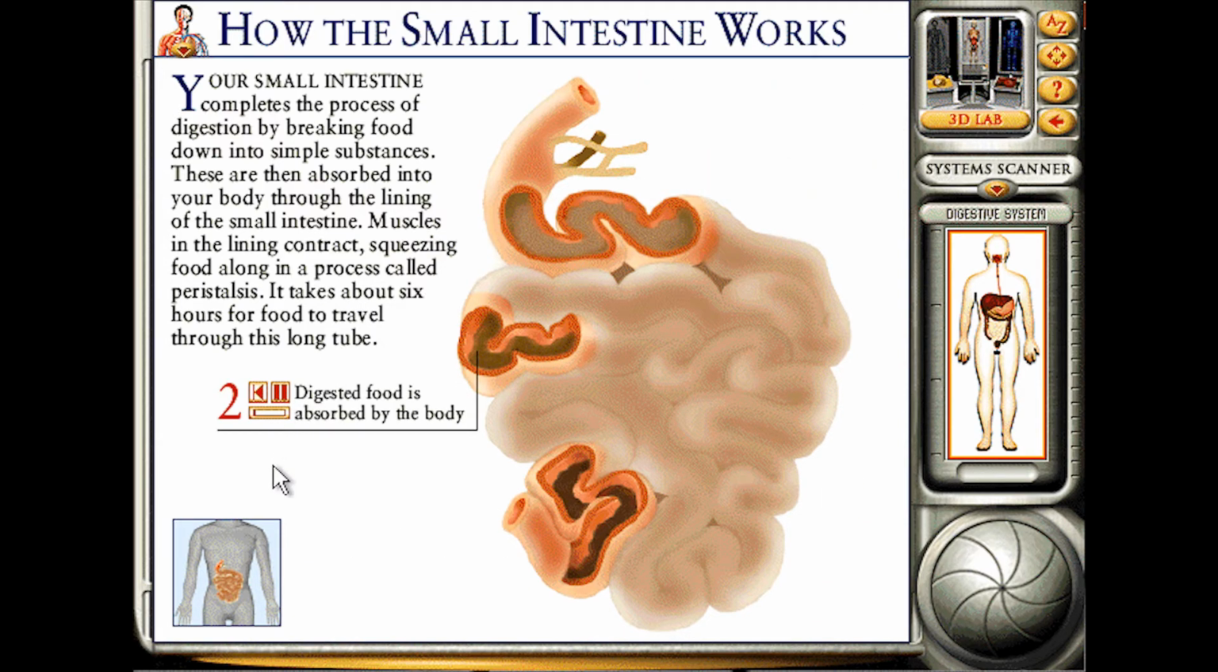Digestive juices break down food into very simple substances, which are then absorbed through the lining of the small intestine. The small intestine is a long, coiled tube, and its lining is folded. This provides a large surface area through which food passes easily. Food is then carried away in the bloodstream to other parts of the body.